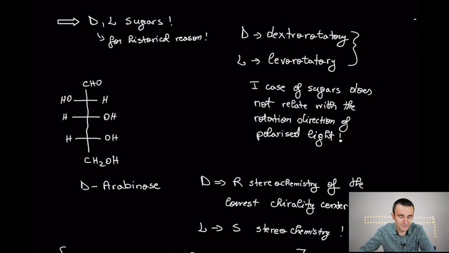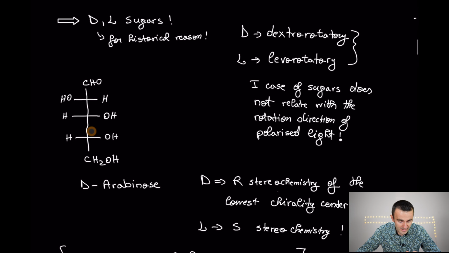Now let's move to sugars. DL sugars, for historical reasons, right? D represents dextrorotatory and L levorotatory in terms of rotating the polarized light, but it does not correspond all the time. In case of sugars, it does not relate with the rotation of the direction of the polarized light. I mentioned it also here.